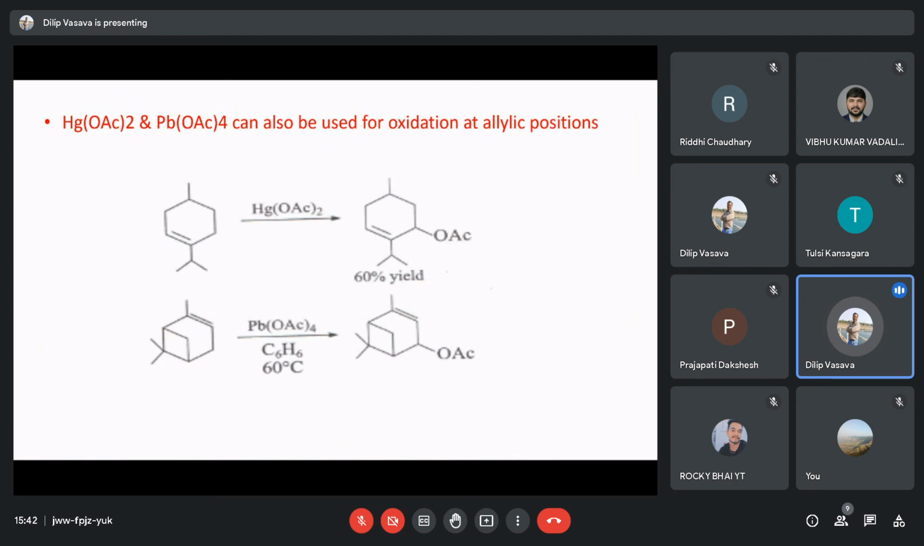Mercury acetate is also utilized as an oxidizing agent, where it also oxidizes the allylic carbon atom. This is the allylic carbon atom. This is also an allylic carbon atom, but it has more hindrance due to the presence of the alkyl chain here. That is why it is easier to oxidize the other allylic carbon. The same thing here: the allylic carbon atom is oxidized in the presence of lead tetraacetate and mercury tetraacetate.